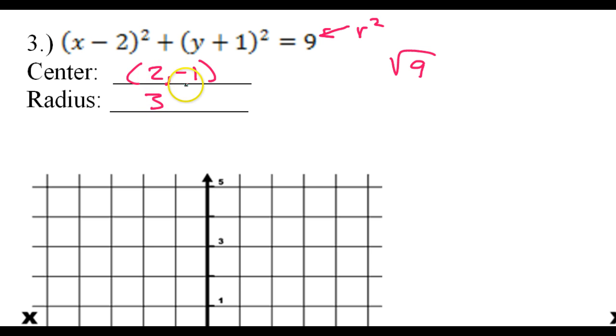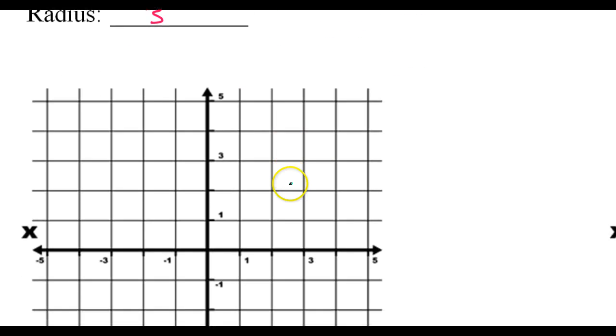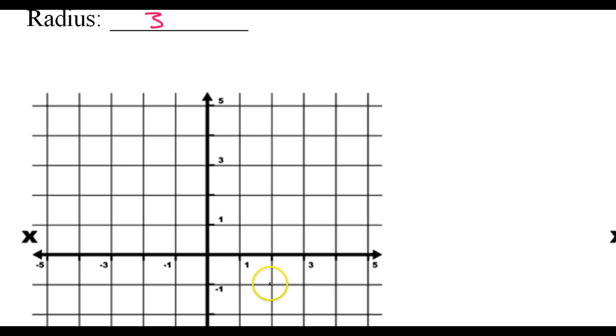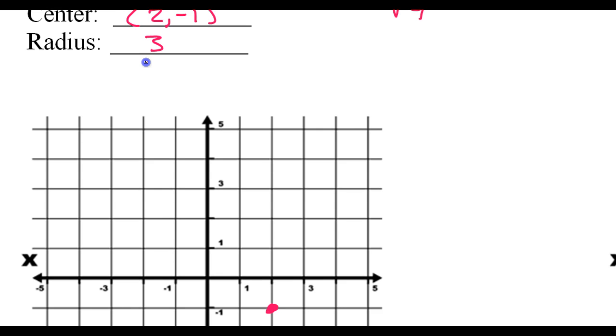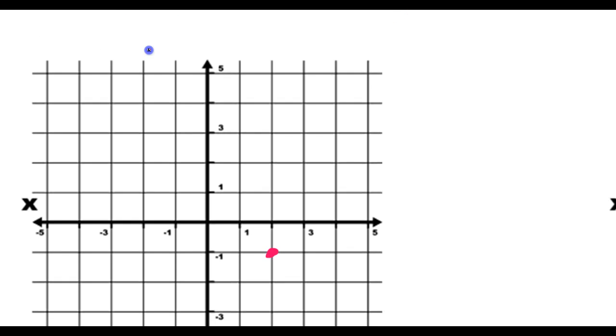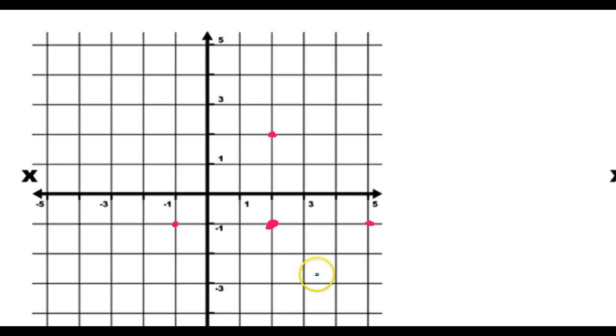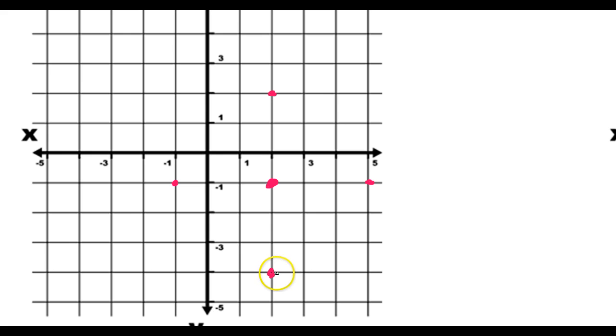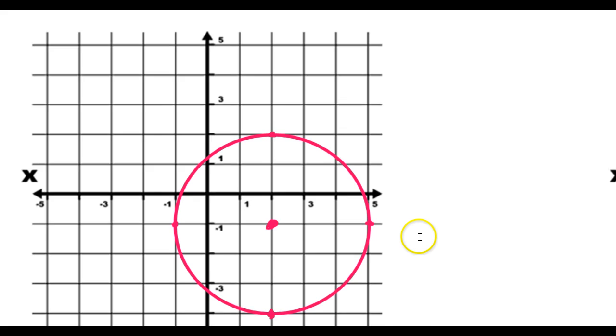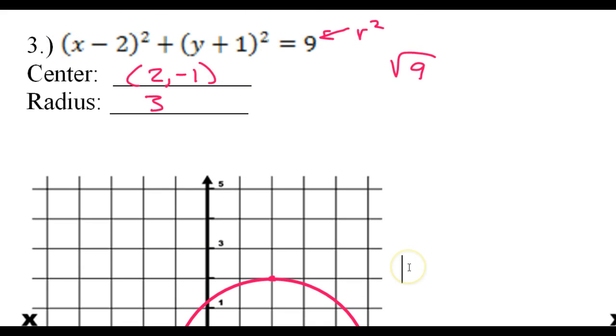Alright, so the center is (2, -1). So I need to go over 2 and down 1. So there's my center. Now the radius is 3, so I'm going to go 3 up, down, left, and right. And I will land on my circle if I do that. Okay, so there you go. That's what number 3 should look like.